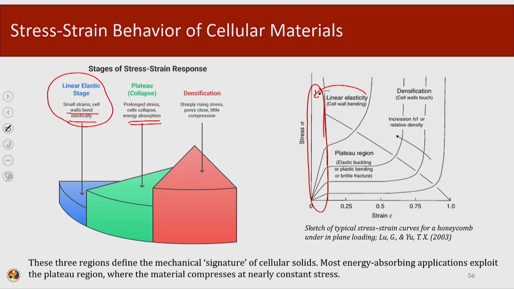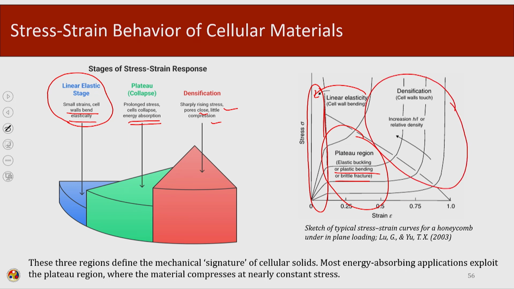There is a prolonged stress in the system, the cell wall collapses and the energy starts to be absorbed. So, this is the plateau region. In the plateau region either elastic buckling, plastic bending or brittle fracture will occur. After that the densification starts. So, this is the main signature, the main property by which cellular materials absorb energy. It has a sharply rising stress, the pores close and there is little compression. So, what happens is that there is high densification occurring in these cellular materials.